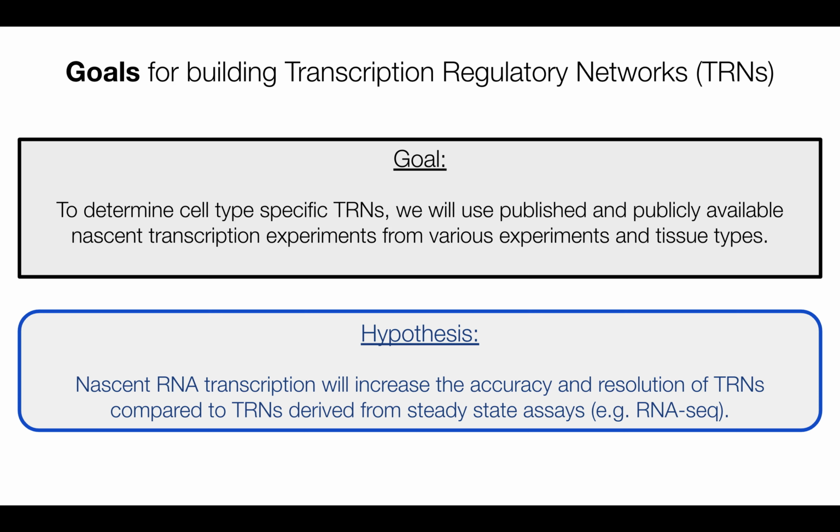And by looking at publicly available and published data sets that span various tissue types and experimental conditions, we could identify highly correlated enhancer gene pairs. And we hypothesized that transcriptional regulatory networks derived from nascent RNA sequencing data will result in more accurate and high-resolution transcriptional regulatory networks compared to steady-state assays such as RNA-seq.